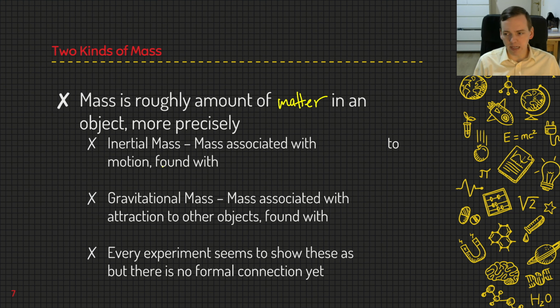So mass is roughly the amount of matter or stuff in an object, but that isn't the most precise definition. More precisely, we actually have two definitions of mass. First is the inertial mass, and this is the mass associated with an object's resistance to motion. And we find this by using the equation net force equals ma.